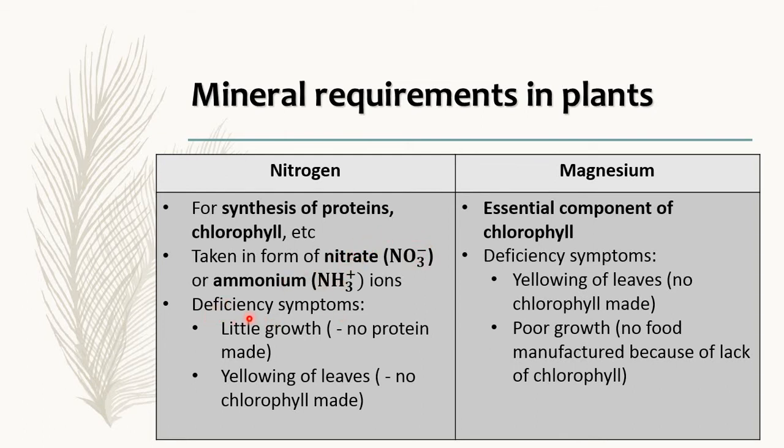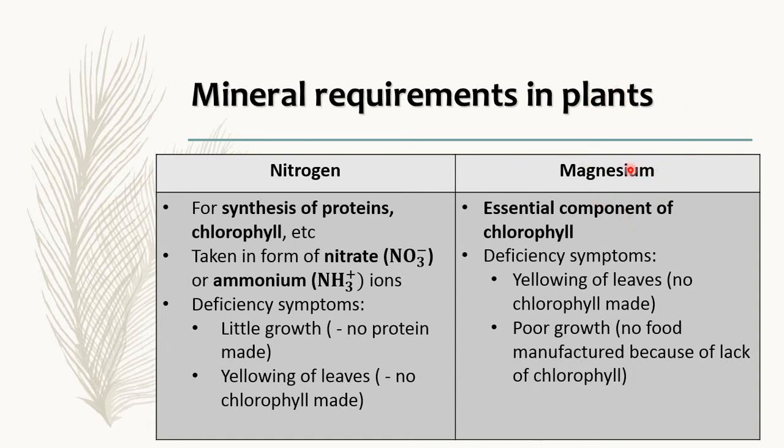Now the deficiency symptoms: if we lack this mineral, what will happen to the plants? The plants will undergo little growth. They do not grow taller or bigger, because no protein is made. And you will see that some of the leaves become yellow, because no chlorophyll is made. That's the reason if nitrogen is lacking from the plants.